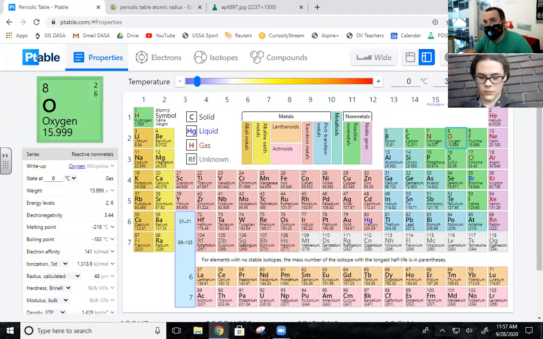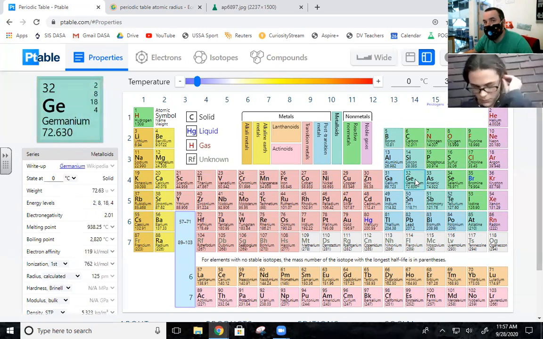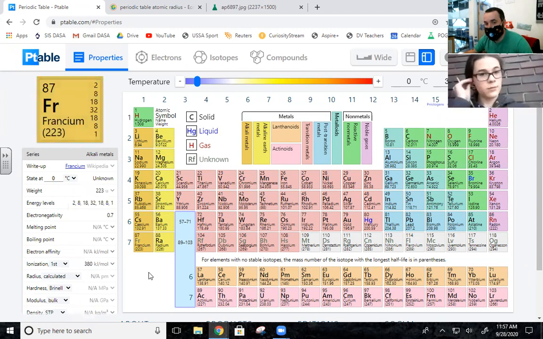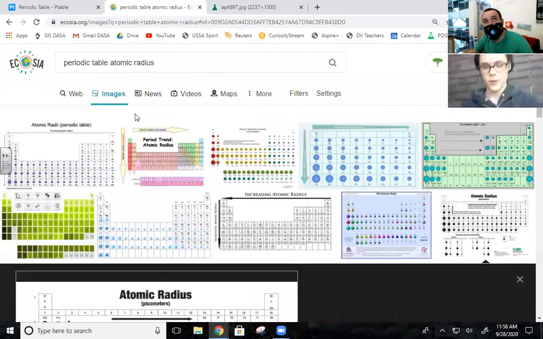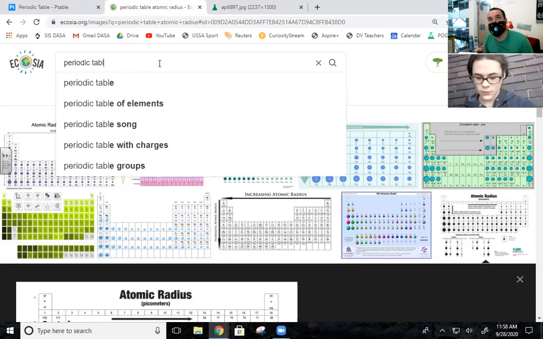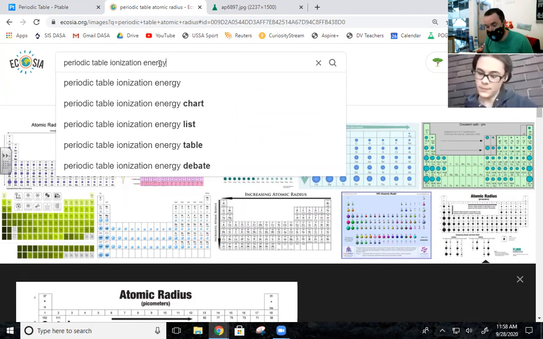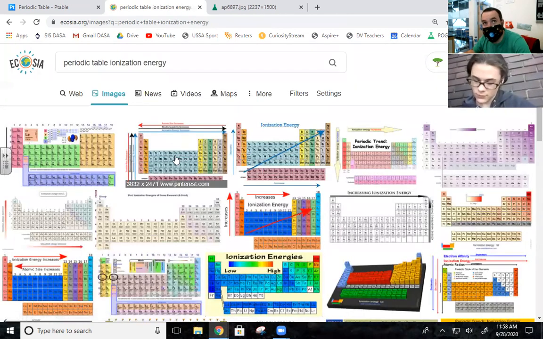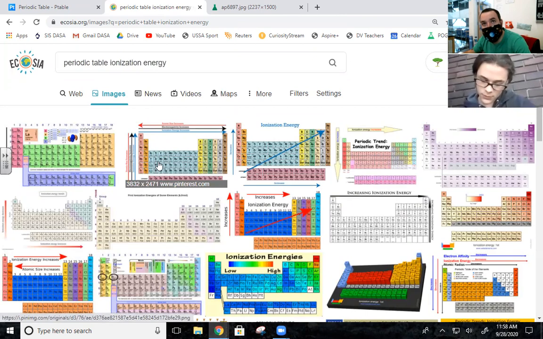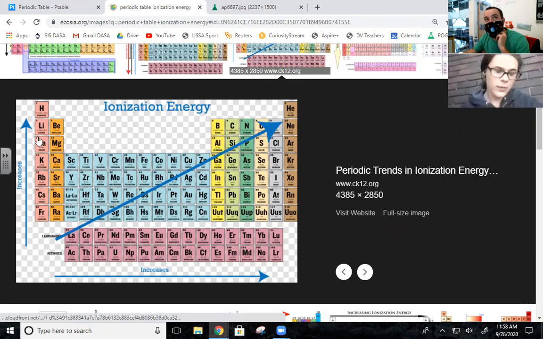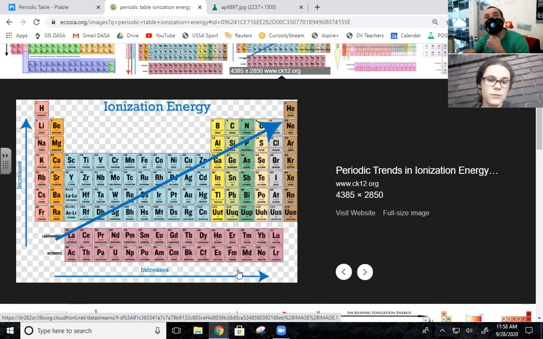So this means that as we move right, the ionization energy goes up, and as we move down, the ionization energy goes down. Okay? So if we look at the periodic table in terms of the trends of ionization energy, then we get something that looks like this. Ionization energy, so does this make sense? So it increases that way, increases that way.